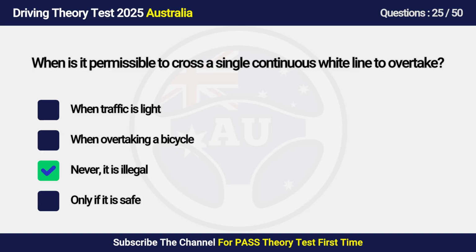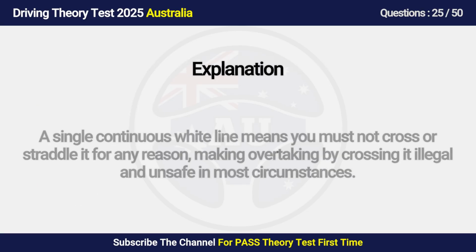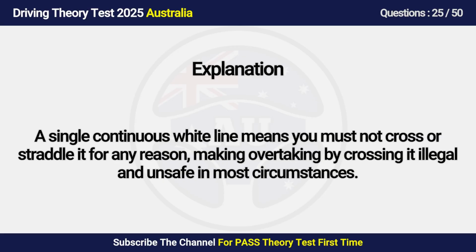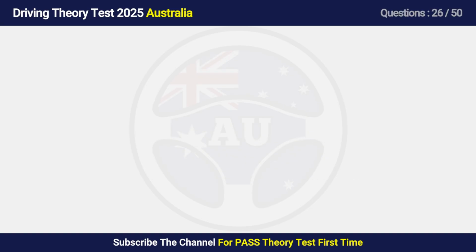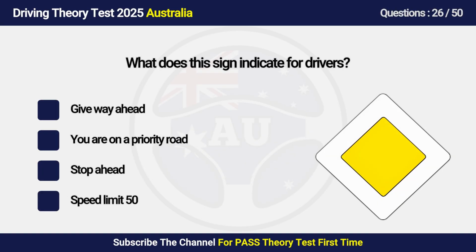Answer is C. Never, it is illegal. A single continuous white line means you must not cross or straddle it for any reason, making overtaking by crossing it illegal and unsafe in most circumstances. Question 26. What does this sign indicate for drivers?